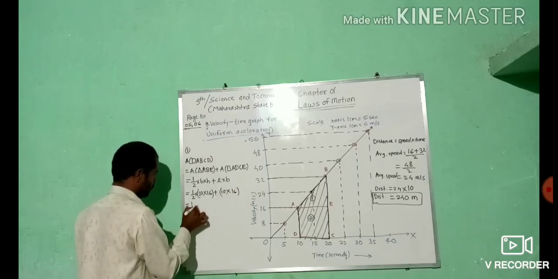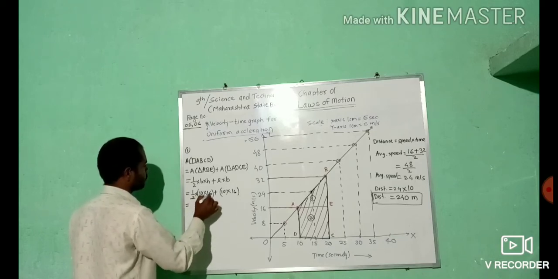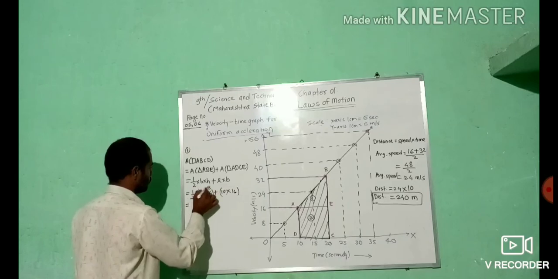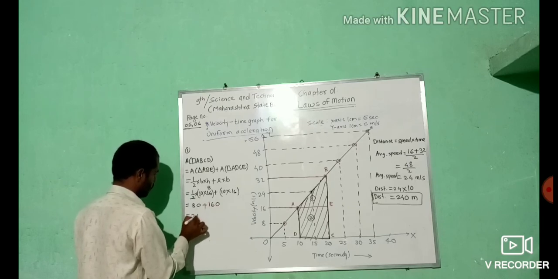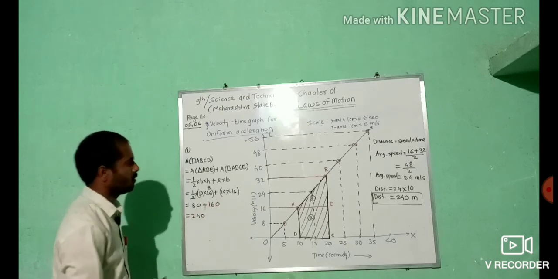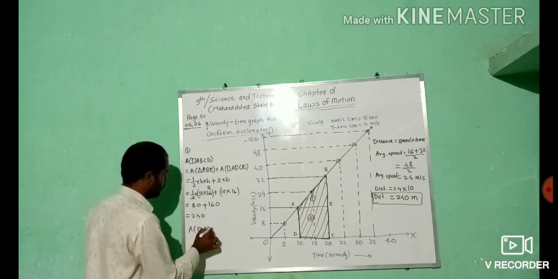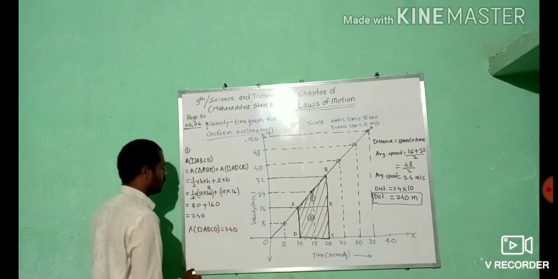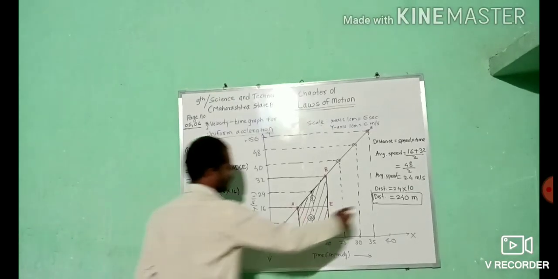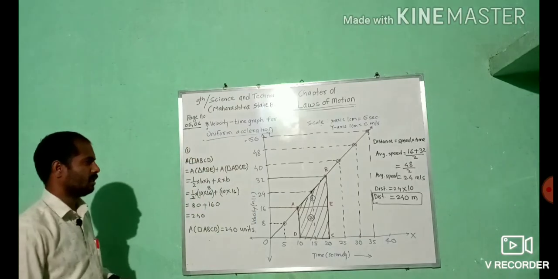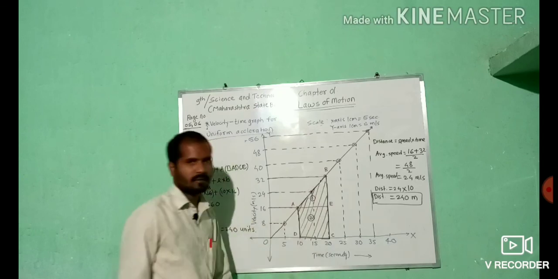So what you can get here: 80 plus 160, you will get 240. So the area of ABCD is 240 units. Okay, so it is the same as your distance. So it is correct that the distance traveled by that car is nothing but the area covered by that figure. Okay. Got it?